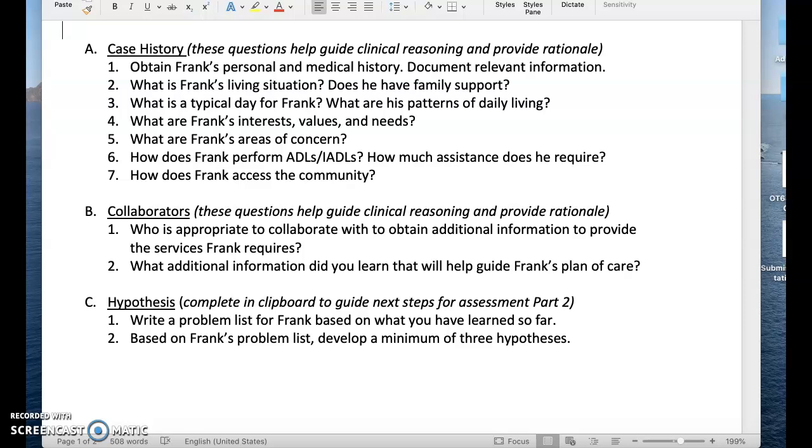Next, you want to choose who you're going to collaborate with. Who is it appropriate to collaborate with to obtain additional information that you might need to provide services that Frank requires? What additional information did you learn from the collaborations with others that help guide his plan of care?